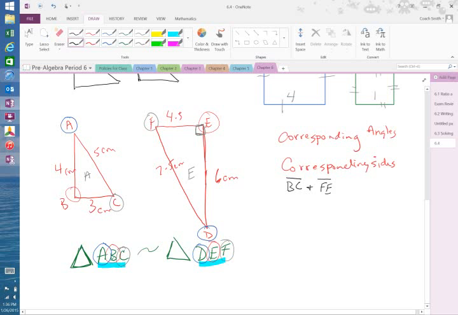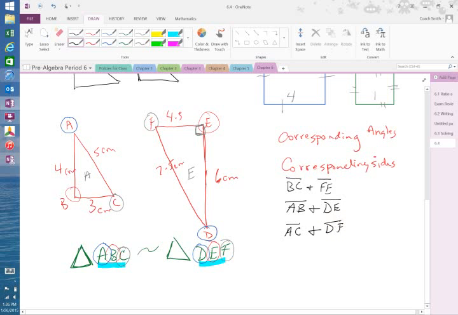Okay, the second one, and once again, these could be in any order. The pairs don't have to be in this specific order. The second one would be BA, or AB, line segment AB, and what? ED or DE. We'll just keep it alphabetically correct. Then your last set is what? We have AB, we have BC, so AC, and what? FD or DF.